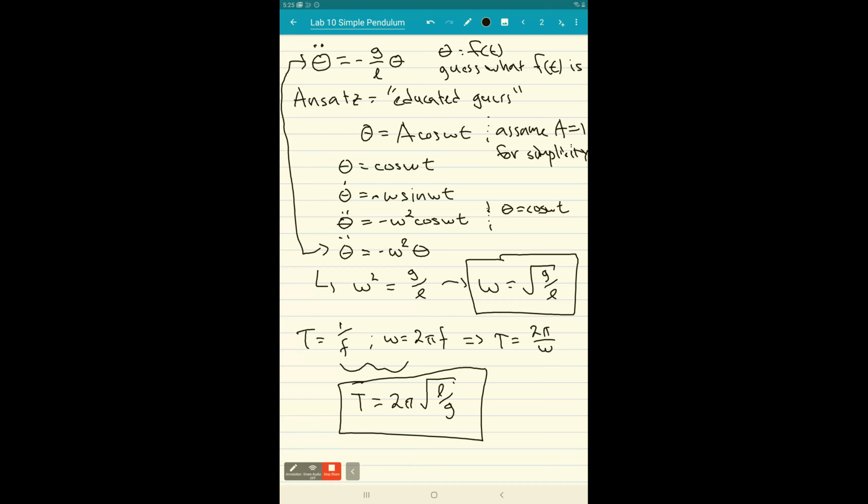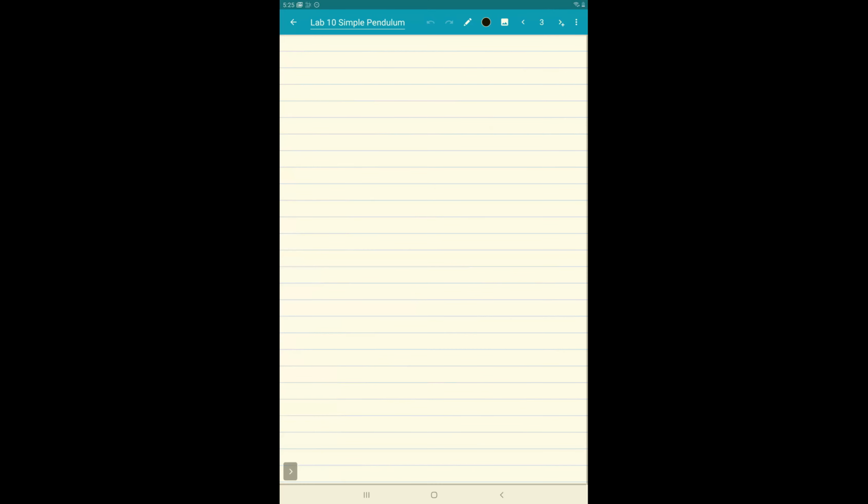Okay. So for part C, number 2, it's asking, the amplitude of the pendulum's oscillation is usually measured by the angle through which it swings, not its horizontal displacement. And that's because it's a lot easier to measure the angle instead of the horizontal displacement.